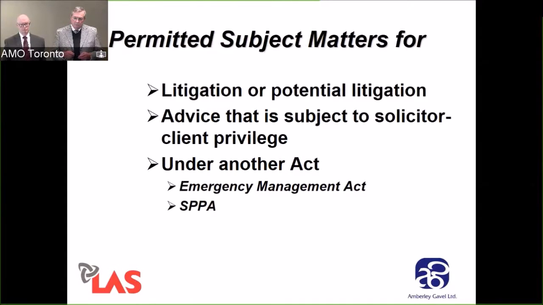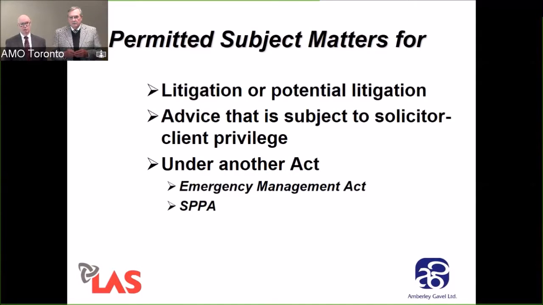Nigel, the fifth category that council may move into a closed session is litigation. And the word is may. These are discretionary. Council can make a decision whether to be in a closed meeting or not. When it comes to litigation, there are two things to keep in mind.